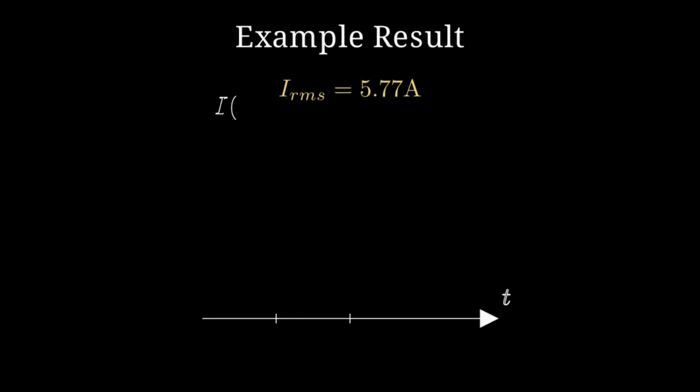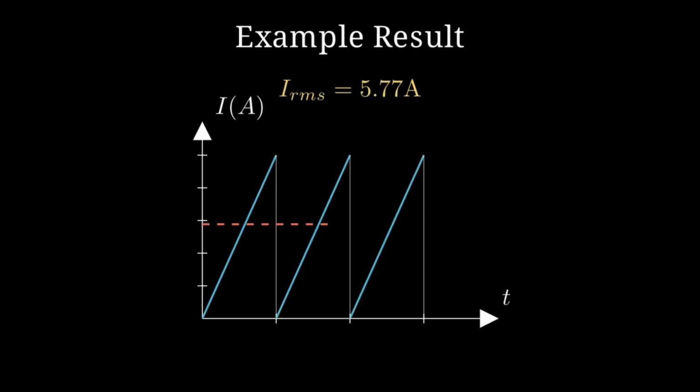Finally, we take the square root to return to the original units of current. The RMS value of a sawtooth wave is the peak current divided by the square root of 3. The result is 5.77 amps. This means a constant DC current of 5.77 amps would produce the exact same amount of heat in a resistor as our 10 amp peak sawtooth wave.